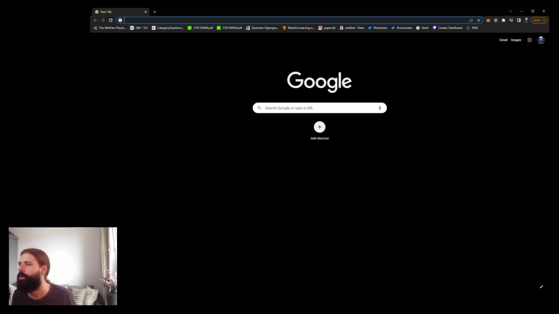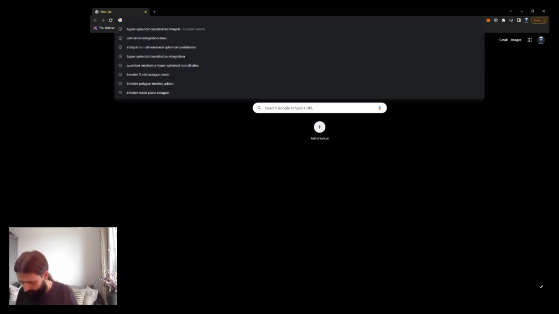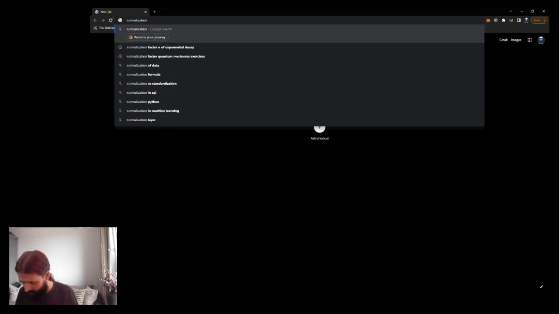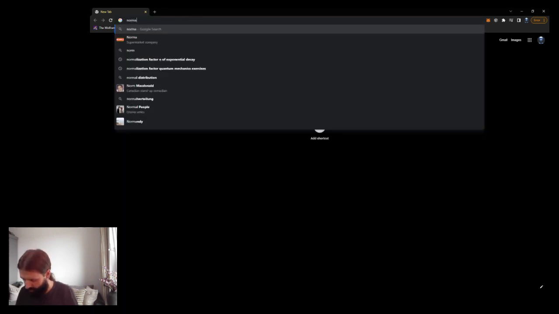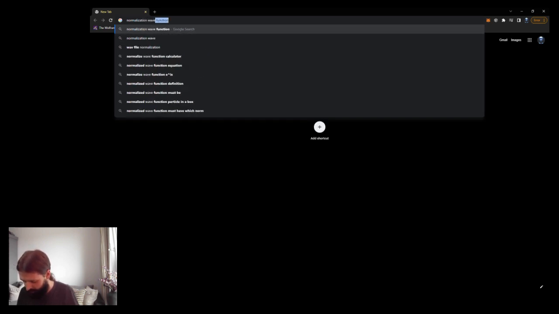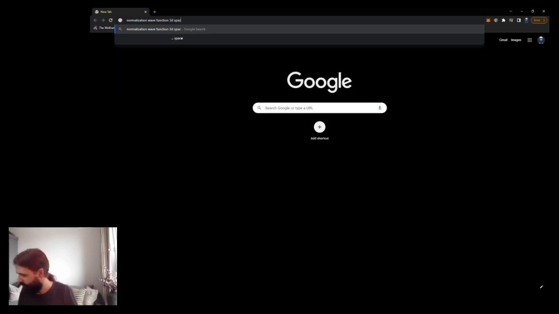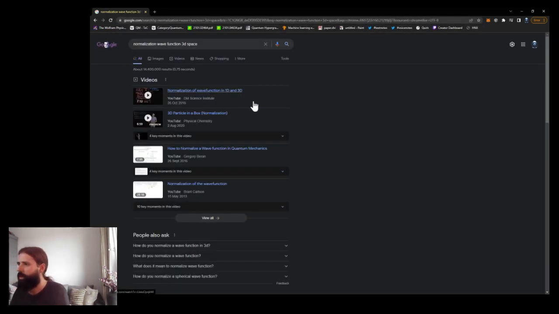Horrifying example and some... yeah, but I don't think I'm gonna find anything. Normalization. So normalization, wave function. 3D space. Oh, okay. Look at this. Maybe normalization of wave function in 1D and 3D. Maybe that helps actually.